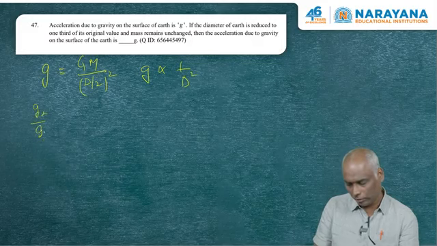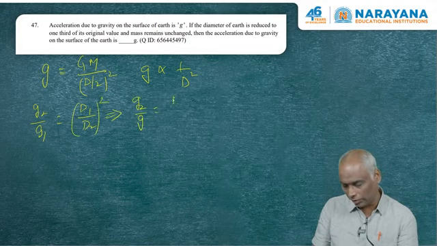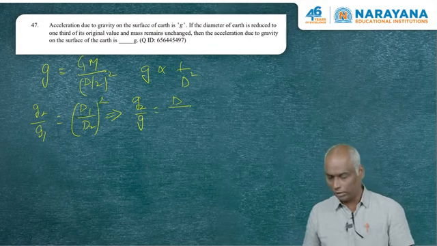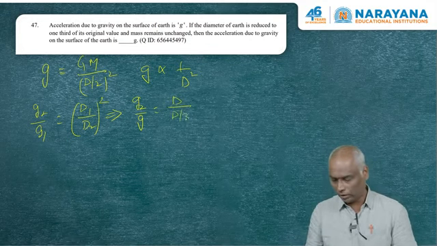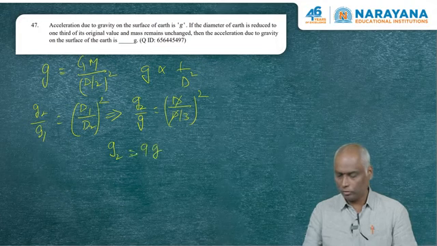g2 divided by g1 will become equal to D1 divided by D2, whole square. This implies g2 divided by g is equal to D1 is D, and according to the question the diameter becomes 1/3, so it should become D divided by 3, whole square. So g2 should become equal to 9g. So the answer is going to be 9.